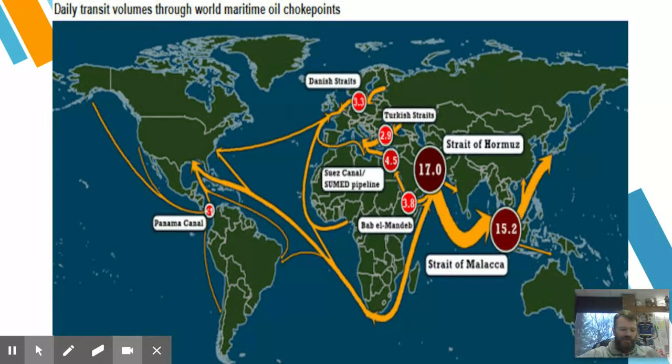The big one is the Strait of Malacca, which is located south of Singapore. You might think of it as south of China, but south of Vietnam and north of Australia. You can see the 15.2 on that map. That choke point has an enormous amount of commerce that travels from Asia to India or Asia to the Middle East. That's the easiest way to ship it, and so that's a really important choke point.